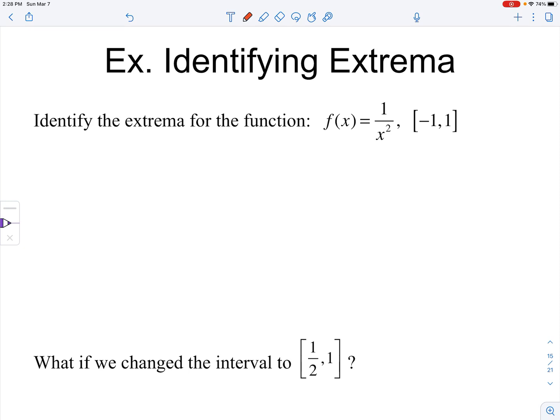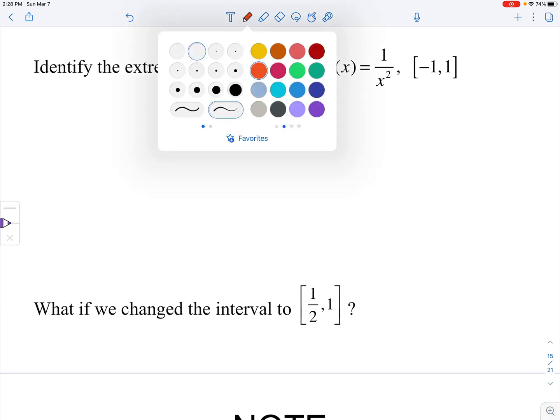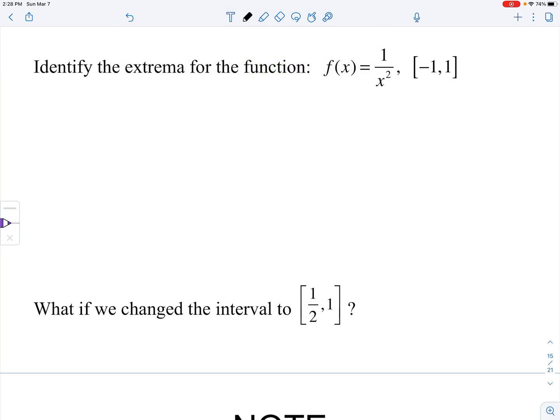Okay, so let's look at this next example. Actually, no, this example is just going to be an example of how the extreme value theorem works. Identify the extrema for the function f of x equals 1 over x squared. You can sketch that by hand from -1 to 1, or plot points and use some of your pre-calc knowledge.